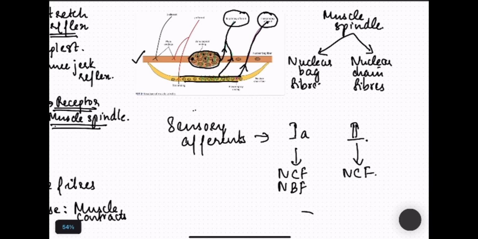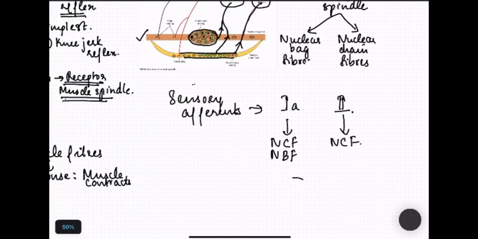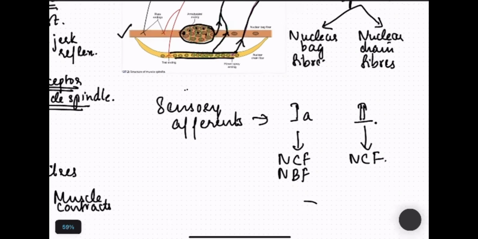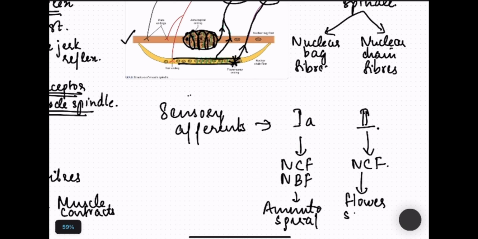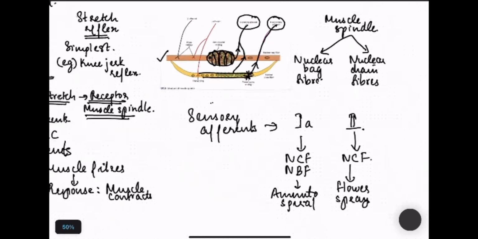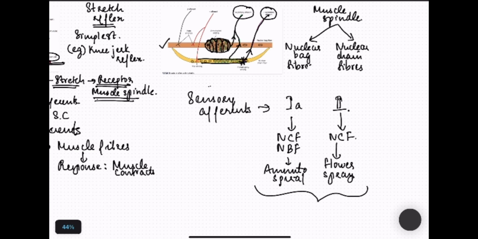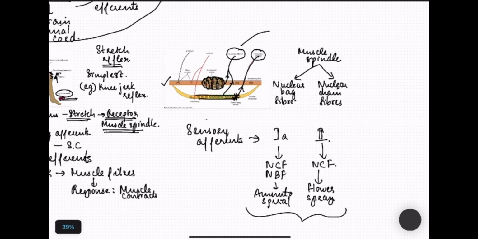This is important. Now we have particular names for these 2 fibers, and it is according to the shape. If we look at 1A, the shape is like a spiral, so we call these annulospiral endings. And if we look at the 2 fibers, it has a flower spray shape, so we call them flower spray endings. So these 2 are the sensory afferents which carry the information to the spinal cord.